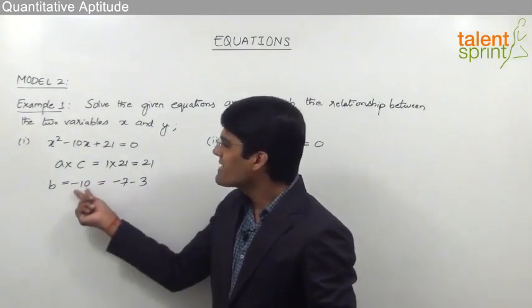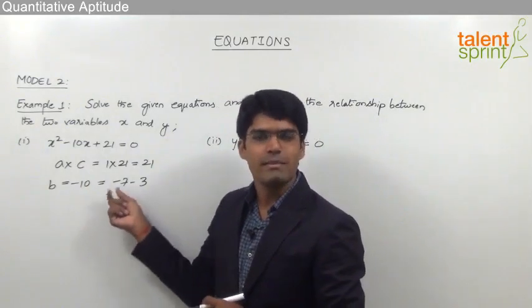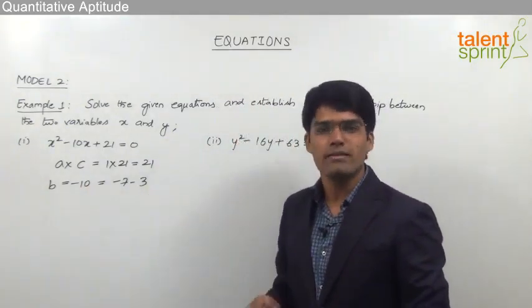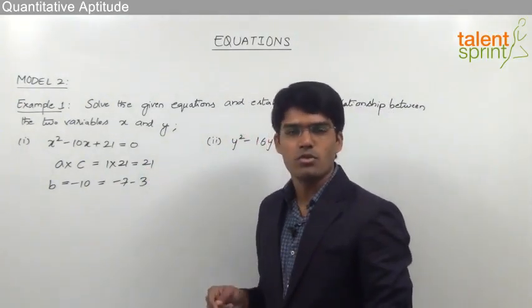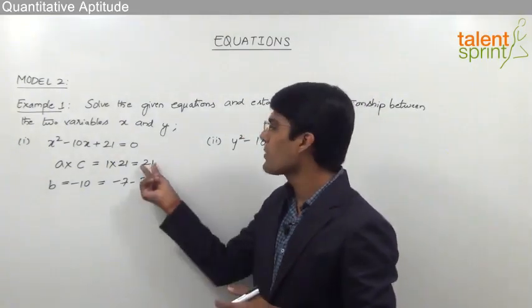Remember friends, minus 10 can also be taken as minus 8 minus 2. Why? Because minus 8 minus 2 is equal to minus 10. But the problem is minus 8 into minus 2 is plus 16, whereas the product that we need is 21. So we should only go for that way of splitting the number b, which gives you the product as a into c.